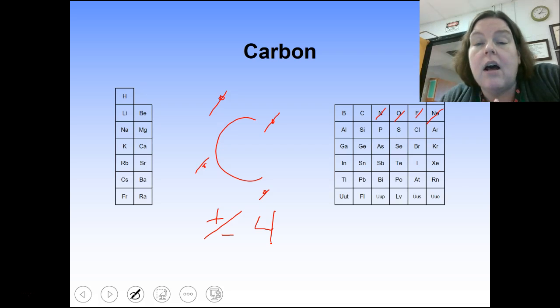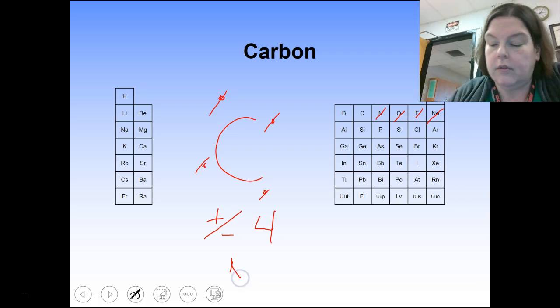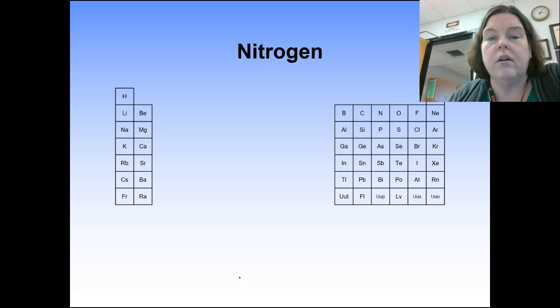Now, anything that's a nonmetal or a metalloid that is more nonmetal-like will choose not to form an ion. But the metals will usually choose to form ions. So anything that's a metal will usually choose to form the positive ion. Okay? All right. So carbon's a little different, but we've got that plus or minus 4.